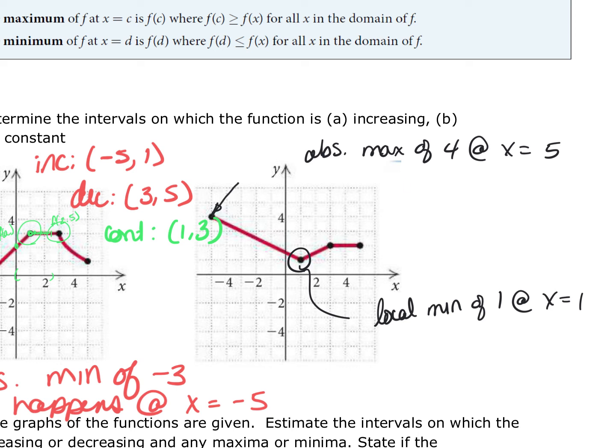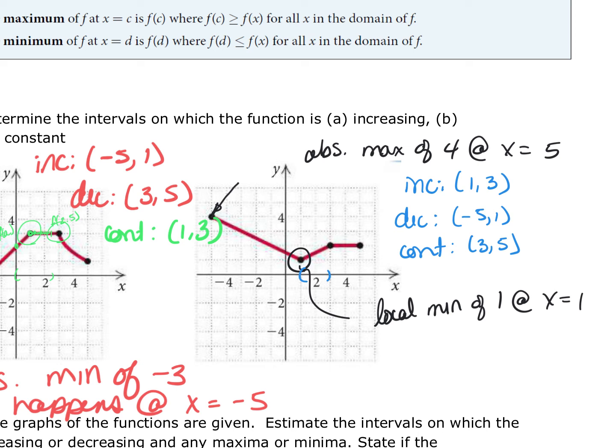So let's go and do the increasing. I am increasing in this region of x's, so I'm increasing between 1 and 3. I am decreasing in this region between -5 and 1. I am constant in the region between 3 and 5.